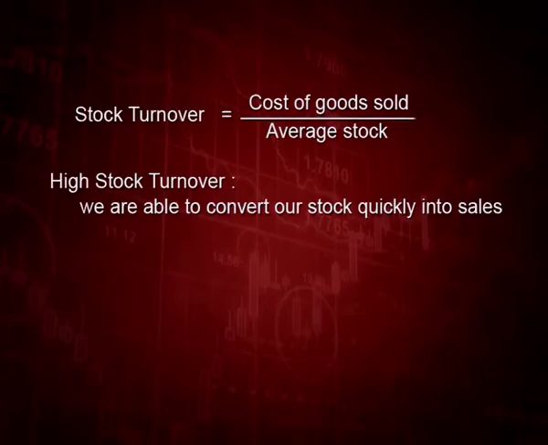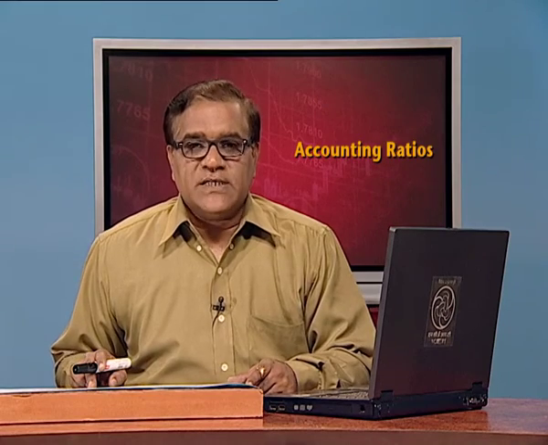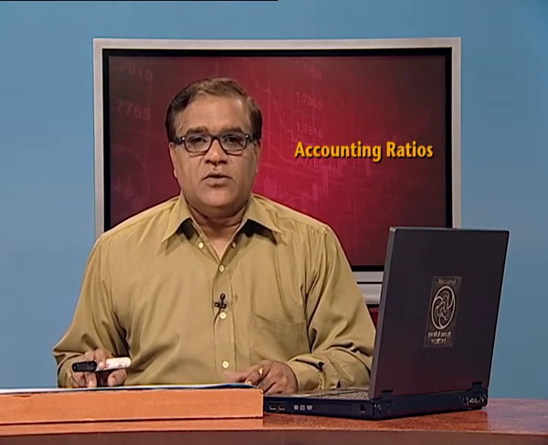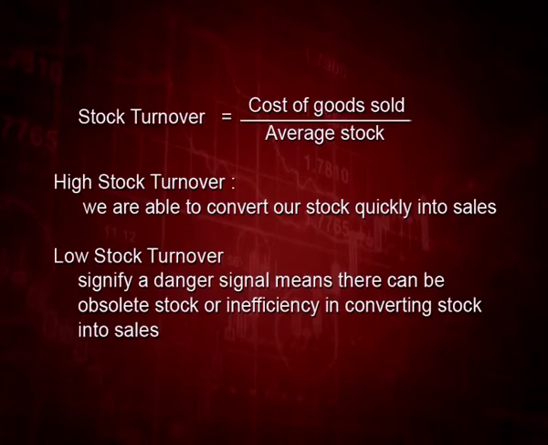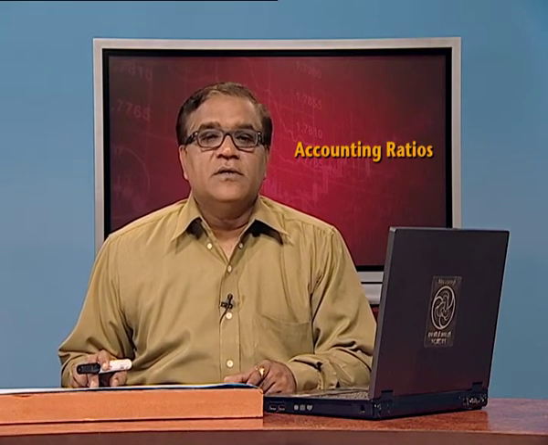Now, high stock turnover means that we are able to convert our stock quickly into sales. That is, we are very efficient. We are very fast in generating sales on the basis of average stock. Whereas, a low stock turnover means there is a danger signal. It can mean there is some obsolete stock, or there is inefficiency in converting stock into sales. So, we need to pull up our socks again.